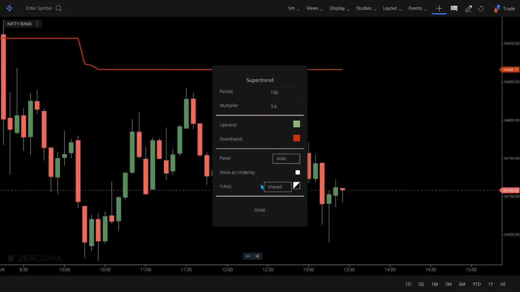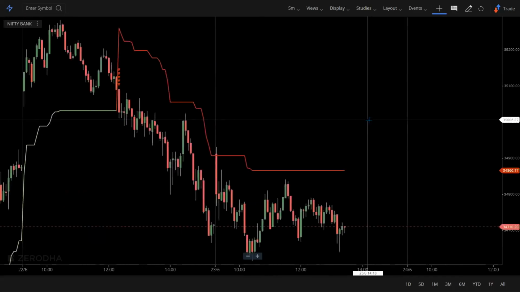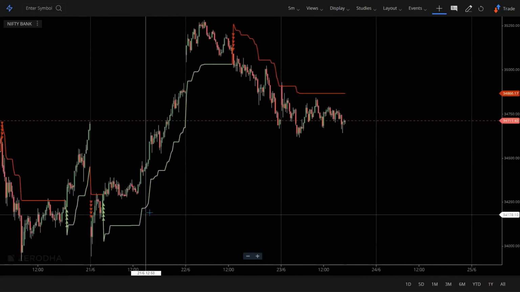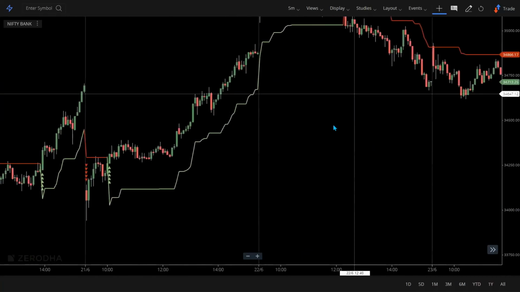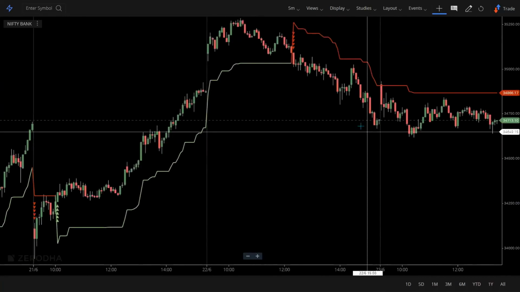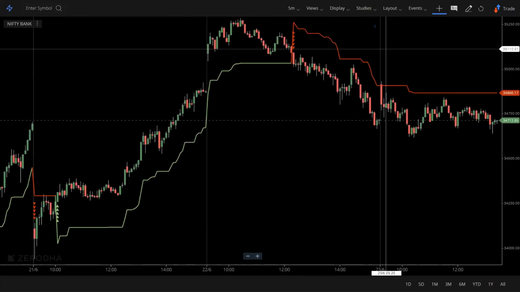Now where is this 3.6 coming from? This is based on the statistical understanding and the empirical understanding we have from the past. So this is found to be one of the best settings. This gives you the long-term trend of the stock. Now you can use this single line also, but the best way to use this is with a combination of one more Supertrend.